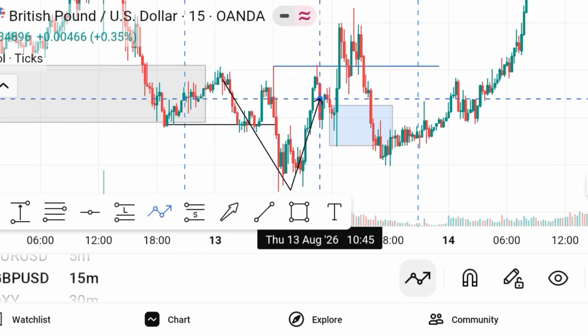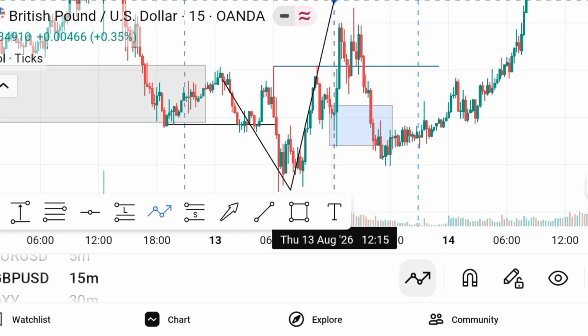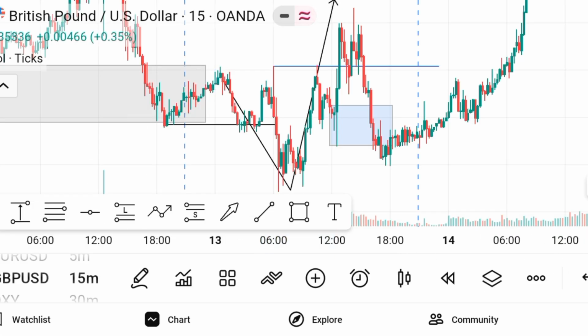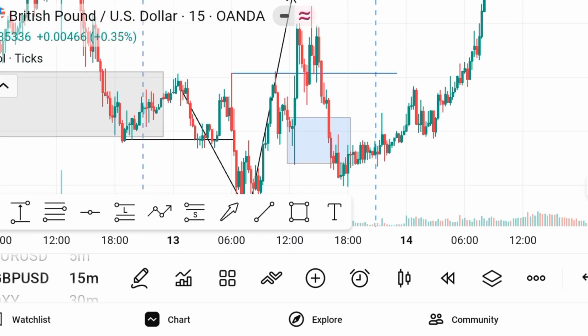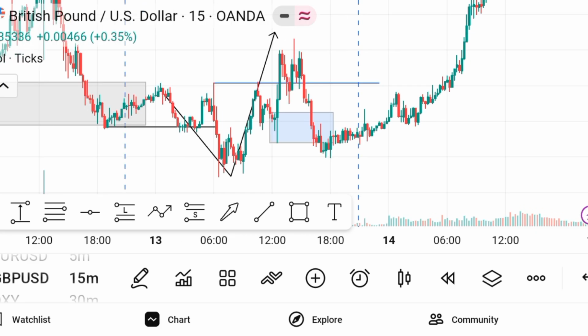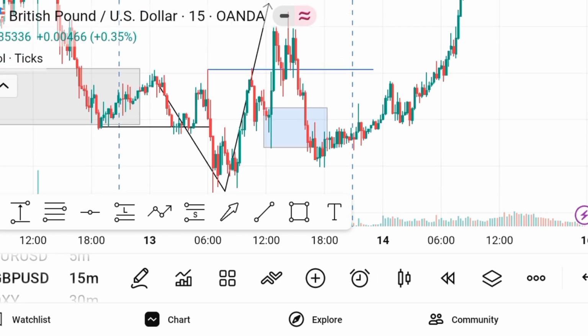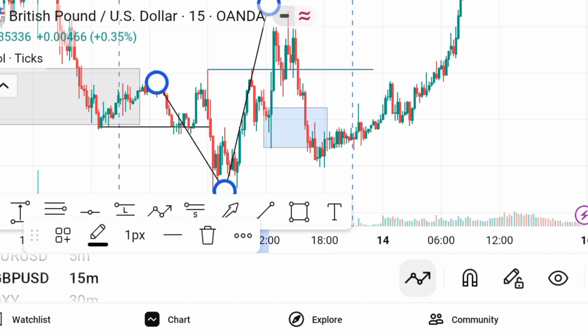The moment this market came and closed above this swing high, that is your confirmation. That is your confirmation. You are not looking for anything else again. Your own is to look for the order block that caused this change of character, and you position for a what? For a buy. As simple as that.